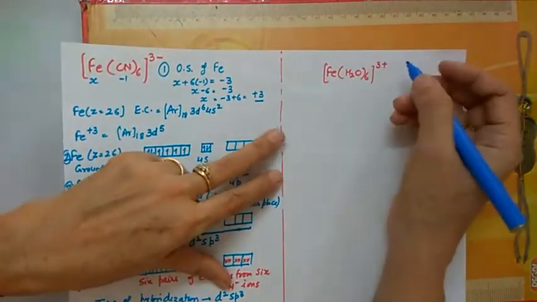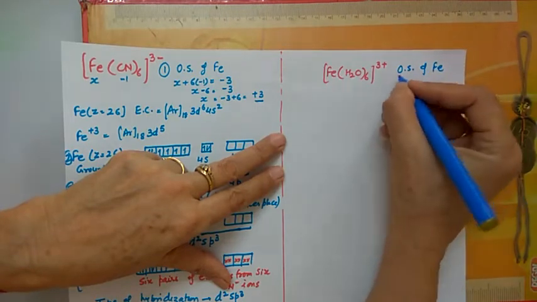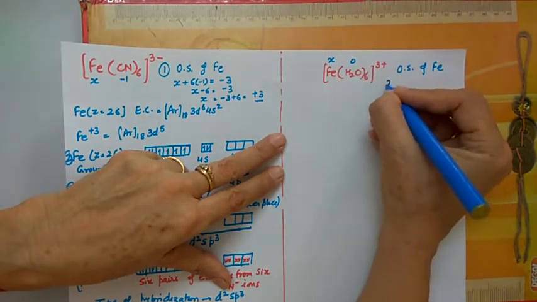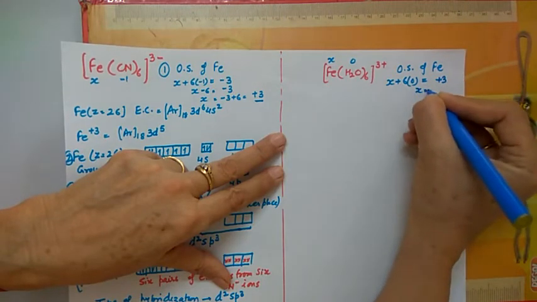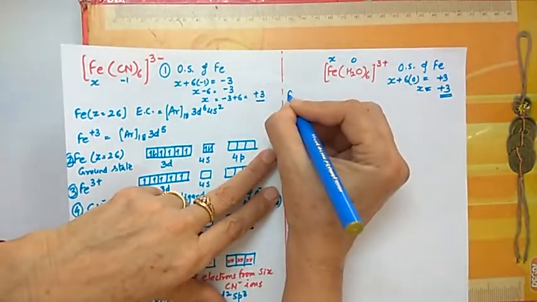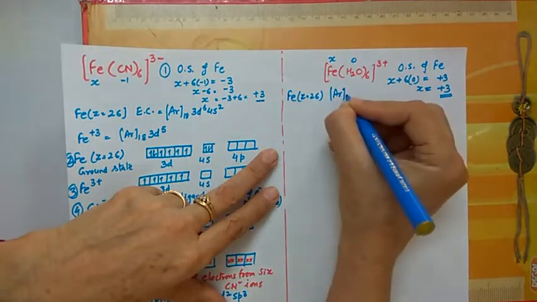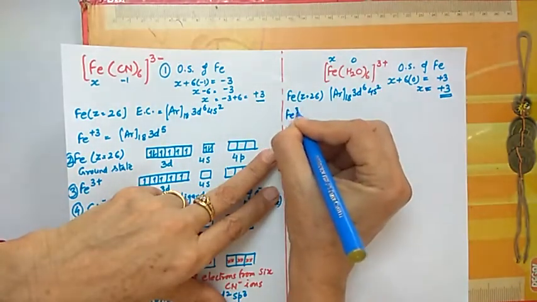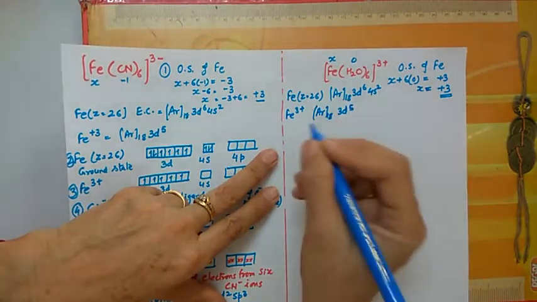Again we will start, same complex. Oxidation state of Fe: as water is neutral ligand, say X, 0 charge is there, so X plus 6 into 0 equals plus 3, means X is equal to plus 3. Oxidation state of iron is plus 3. So same points will be there. Fe in ground state is argon 18 3d6 4s2. Now Fe in 3 positive state will be argon 18 3d5.